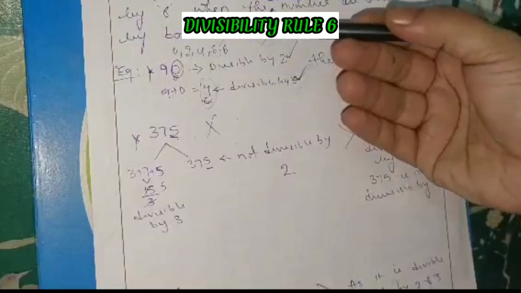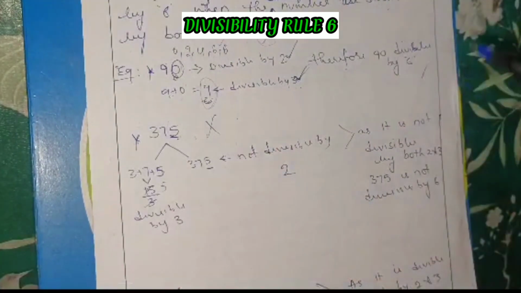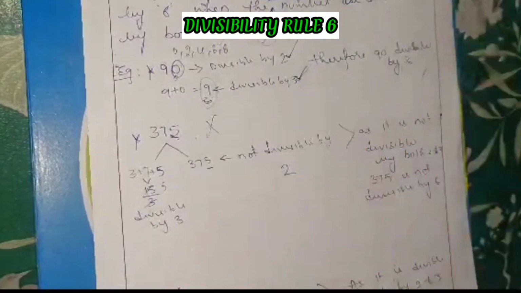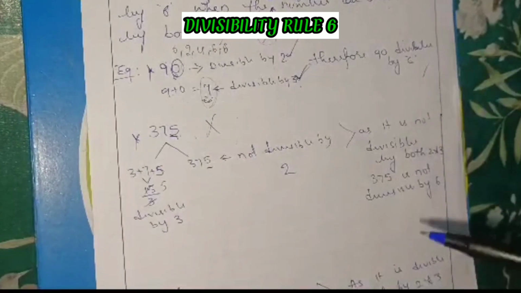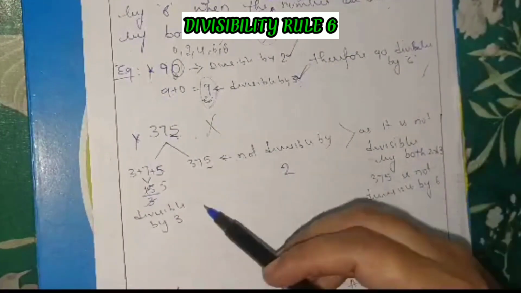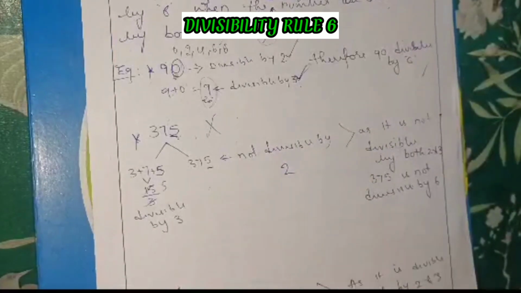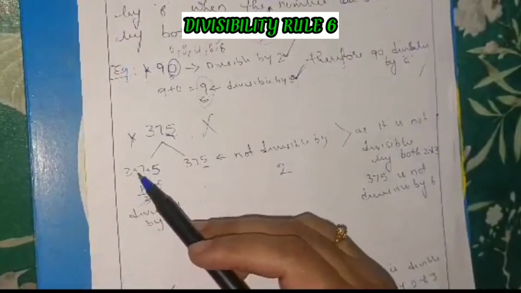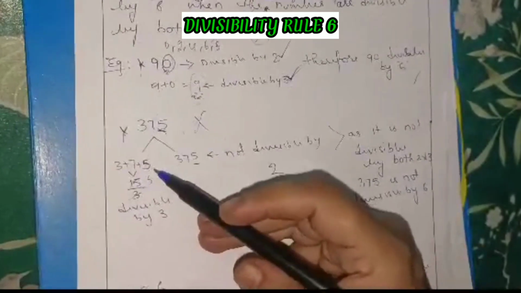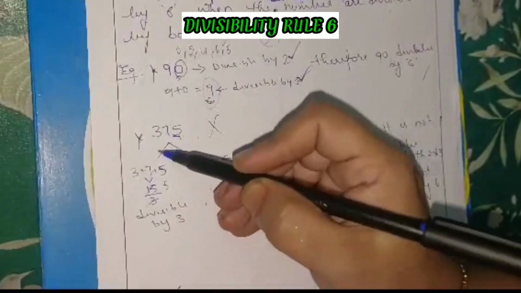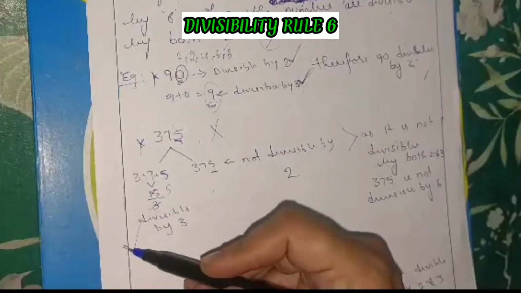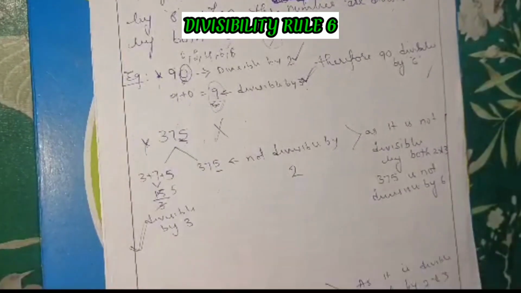Now we will check the divisibility rule of 3. See, if any one, either 2 or 3, is failing, then you can directly say that it is not divisible by 6. But still, I am just making you understand clearly. Now we will see whether it obeys the divisibility rule of 3 or not. 3 plus 7 plus 5. So what is the answer? 15. So 15 is divisible by 3, right?